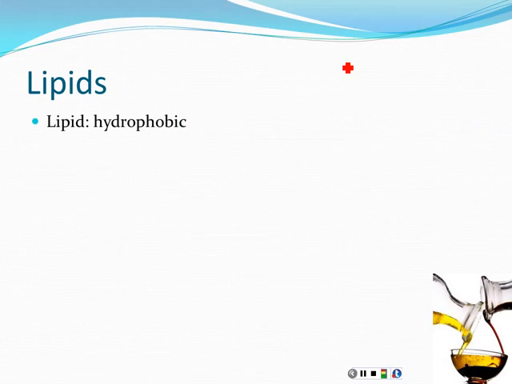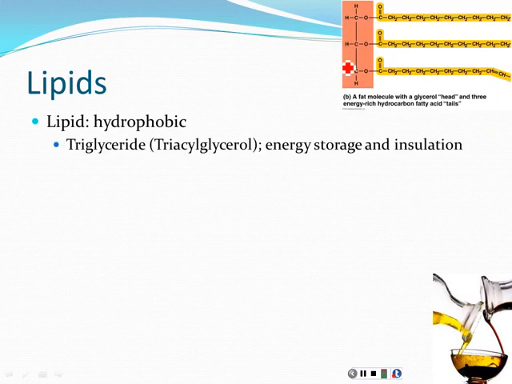Okay, lipids. These are the biomolecules that are actually hydrophobic. And what does hydrophobic mean again? They're afraid of water. They repel water. So there's a different type of lipids, but the first one that we're going to talk about is the triglyceride.